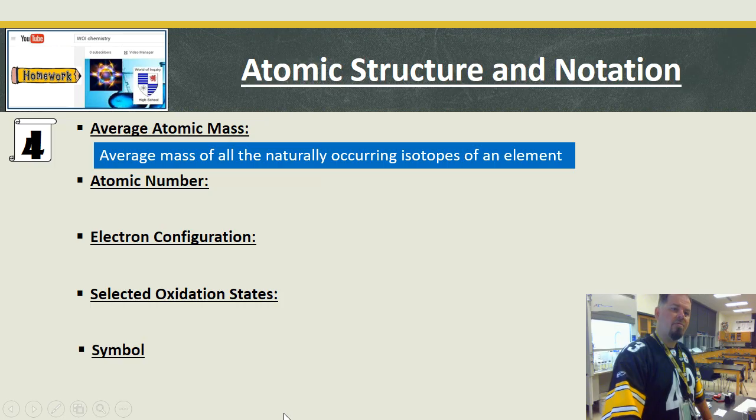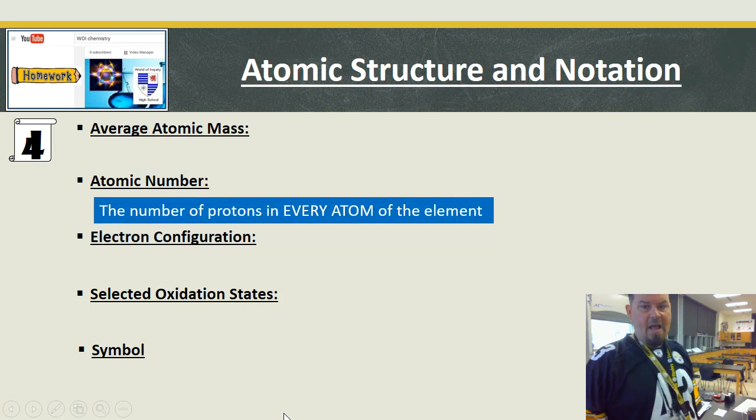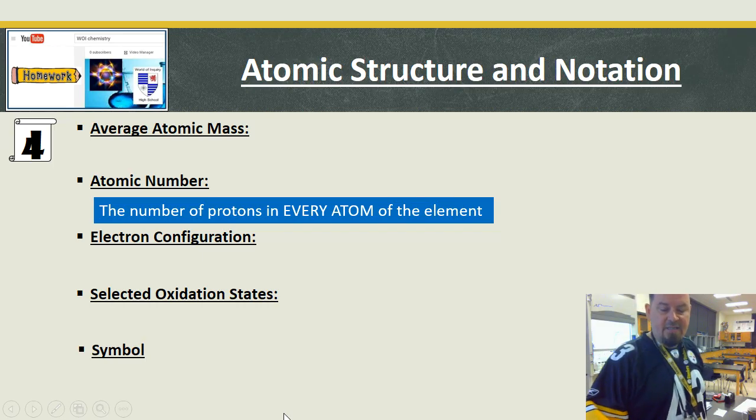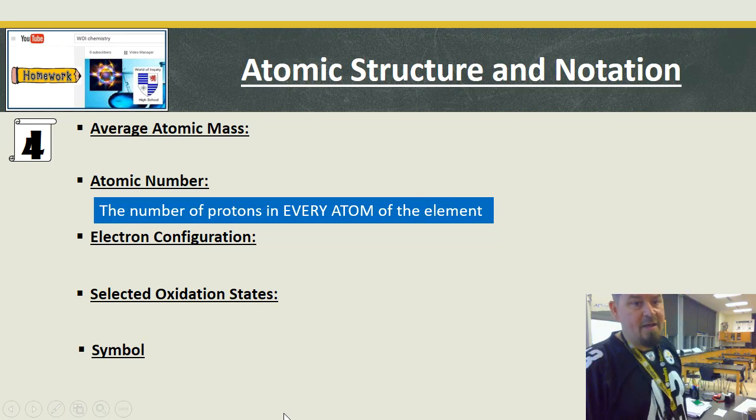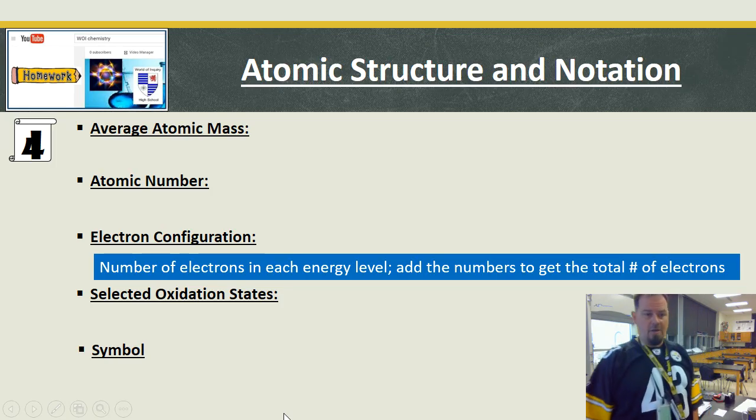Okay, a little bit of math. The atomic number is the number of protons in every atom of that element. Protons is the big thing. Atomic number equals the number of protons. It does not say that anywhere on the reference table. That's the piece you need to know.